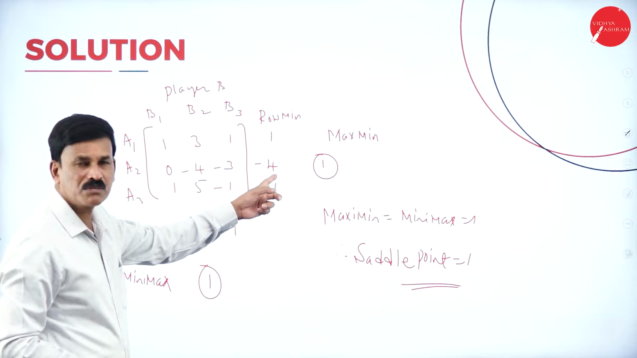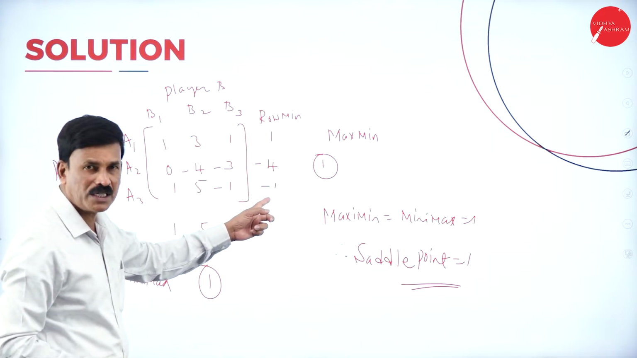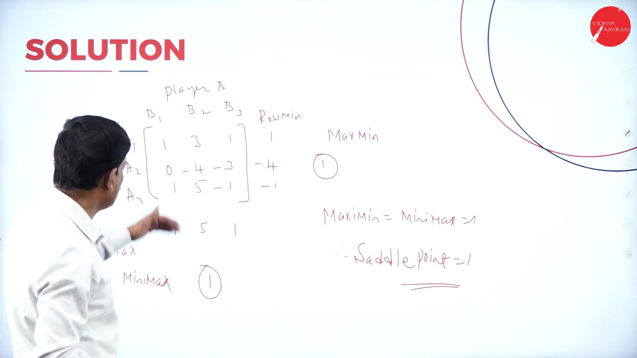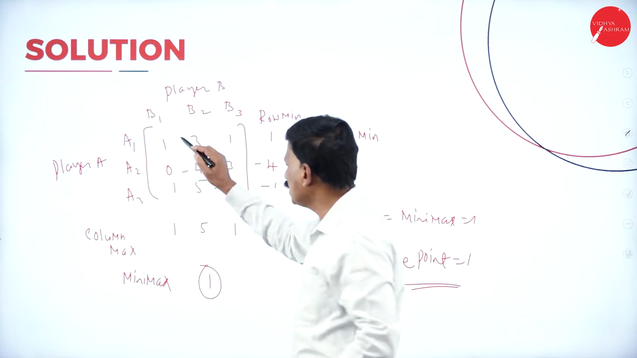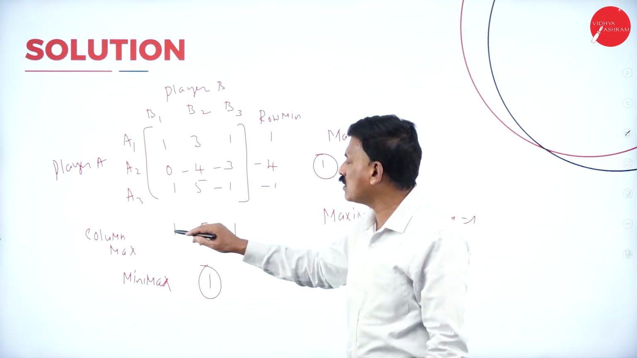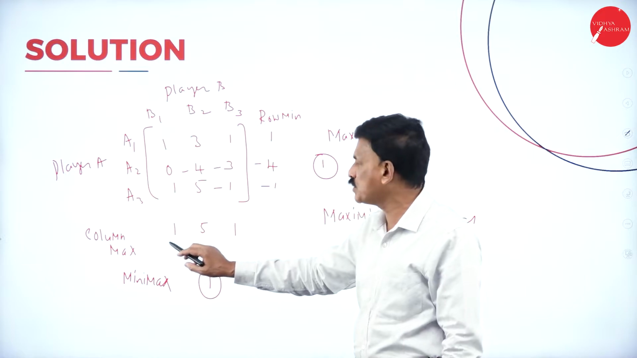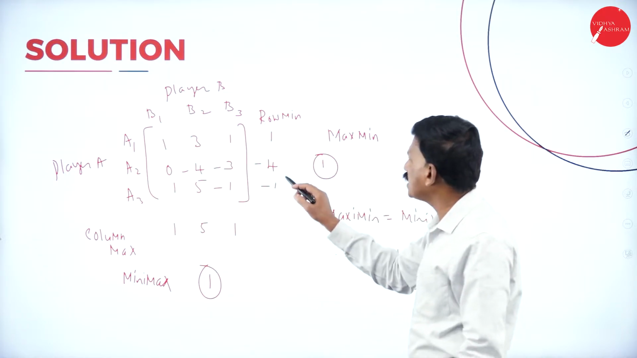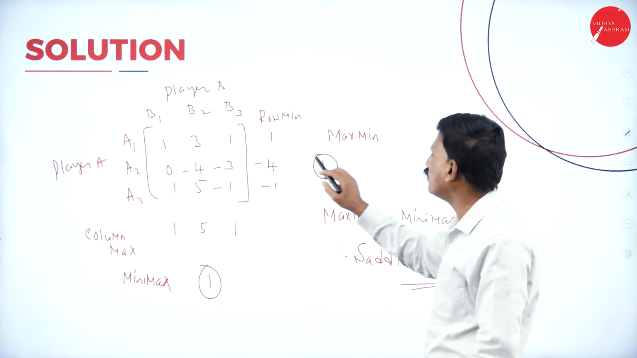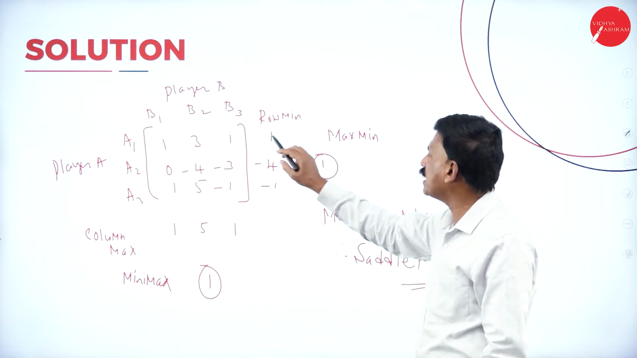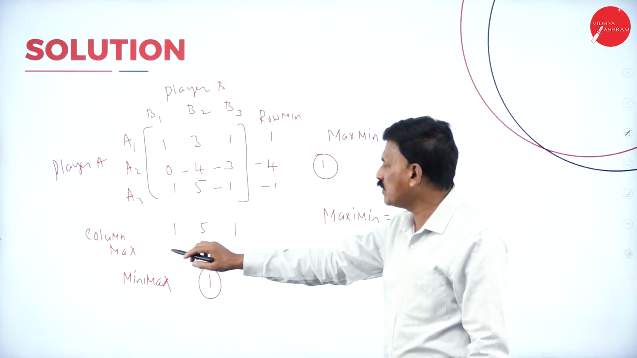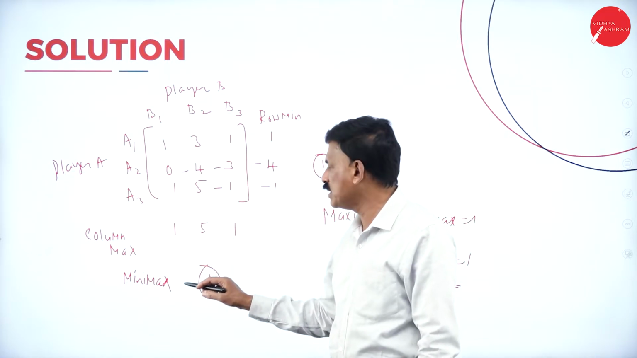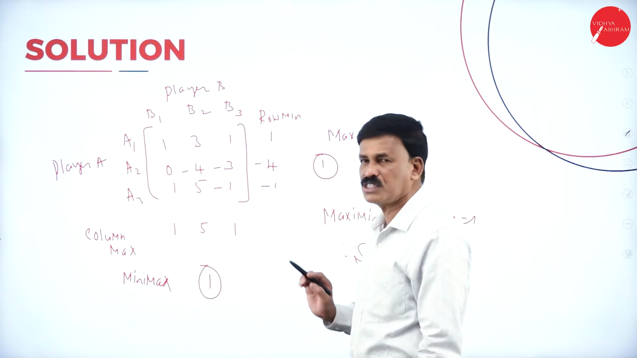In the second row the minimum value is -1, and in the third row the minimum value is -1. Now find the maximum value in the first column, second column and third column. The maximum value in column 1 is 1, column 2 is 5, and column 3 is +1. In the row minima, the maximum value, the maximin, is 1. In the column maxima, the minimum value, the minimax, is also equal to 1.